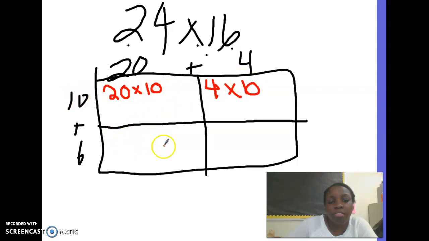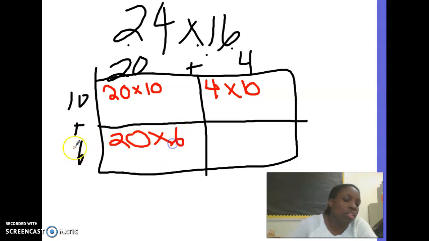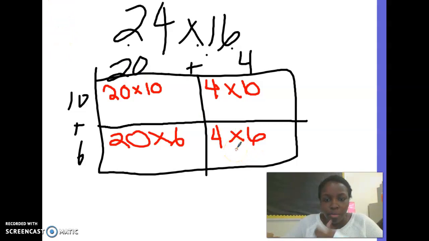Let's look in this box and see what equation we're going to write. We look above, it's a 20, and we look beside it, it's a 6. So you always look above and to the left. All right, let's look at this one. Look above. Good, it's a 4. What's on the side here? Good, it's a 6. So now I know I need to multiply 4 times 6, which is 24.